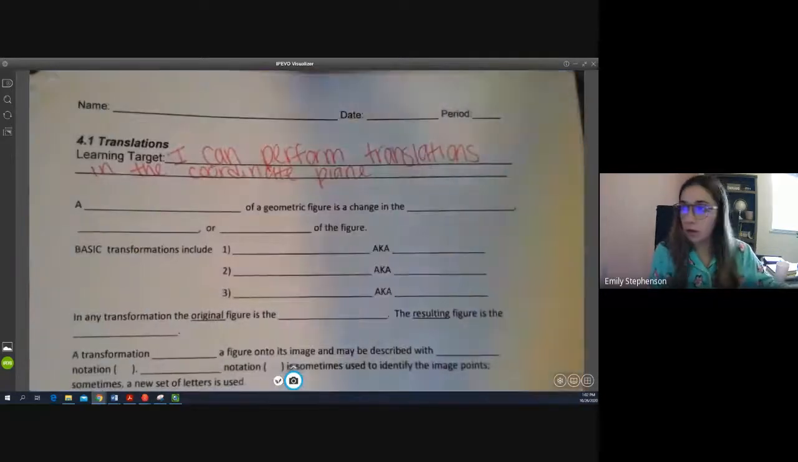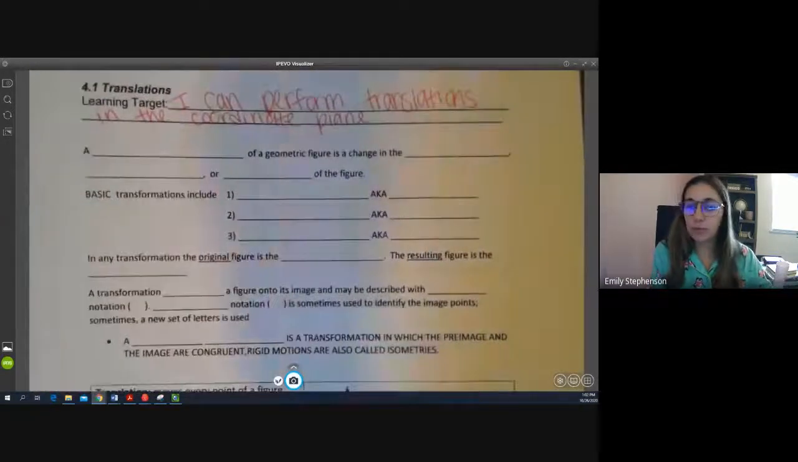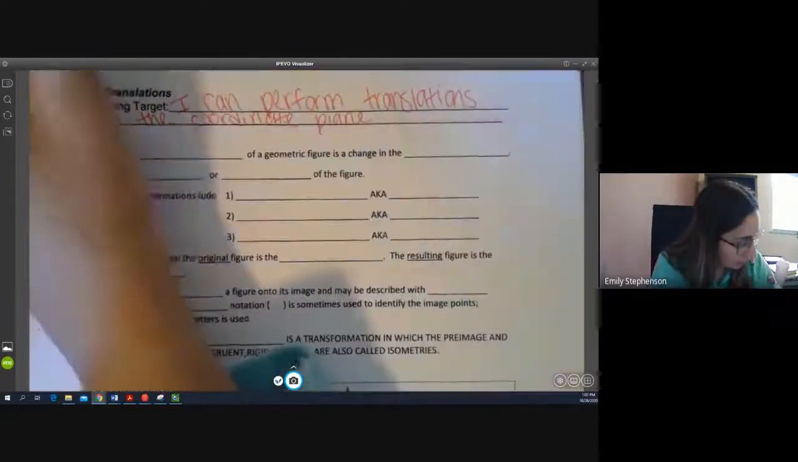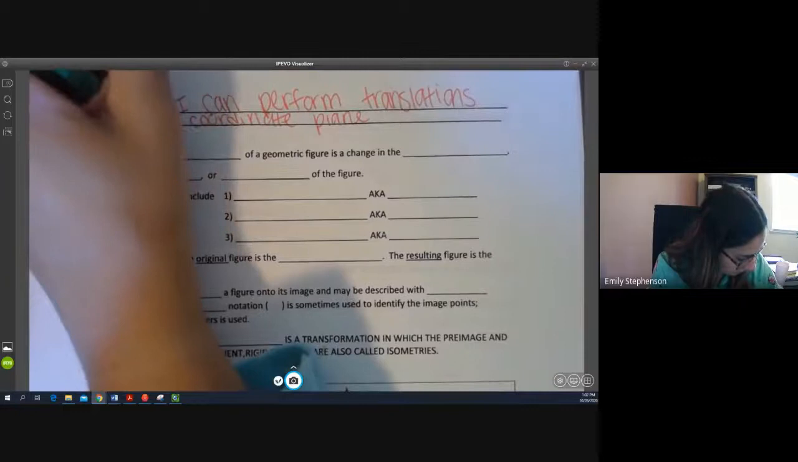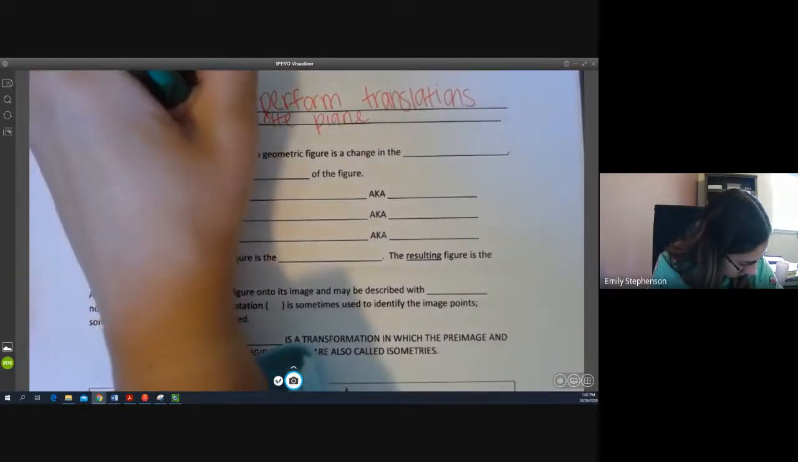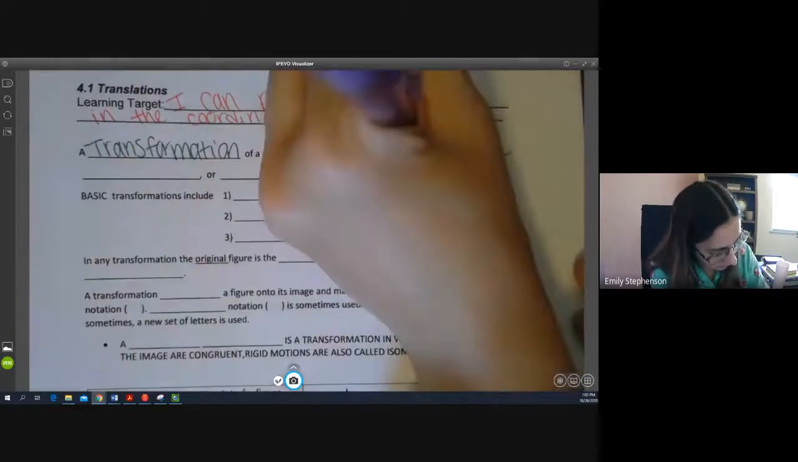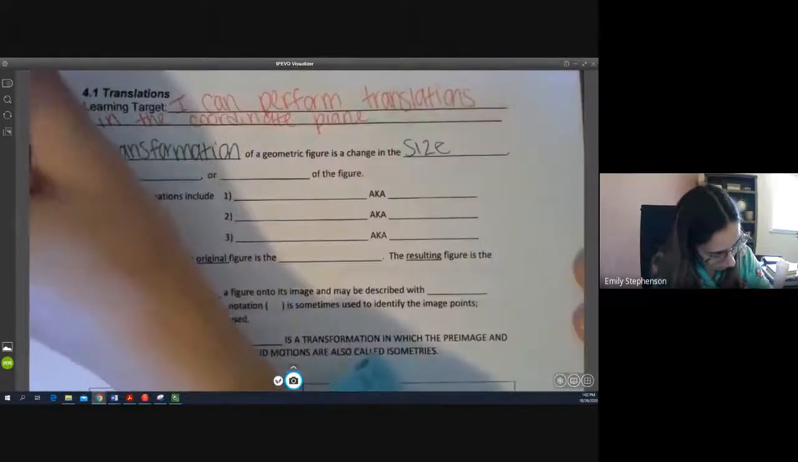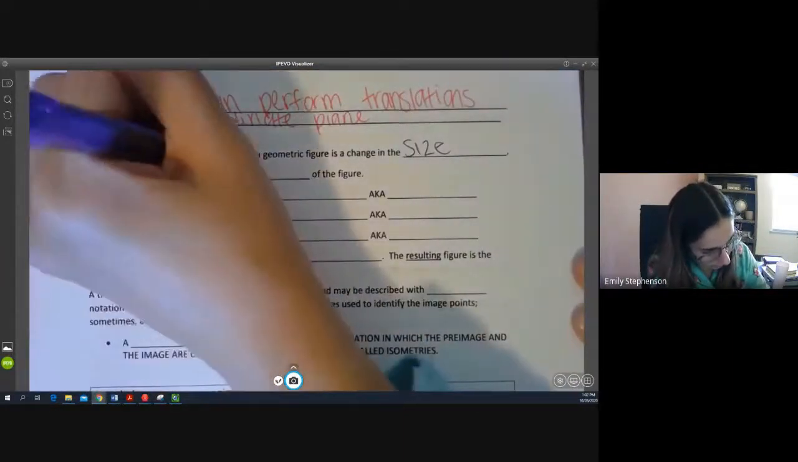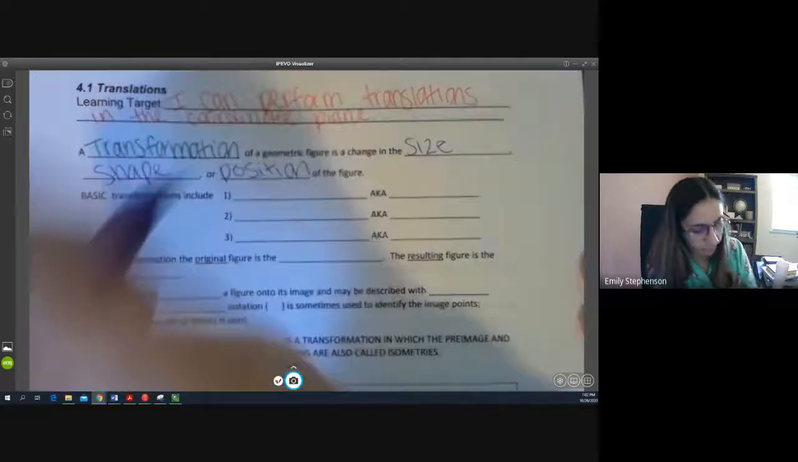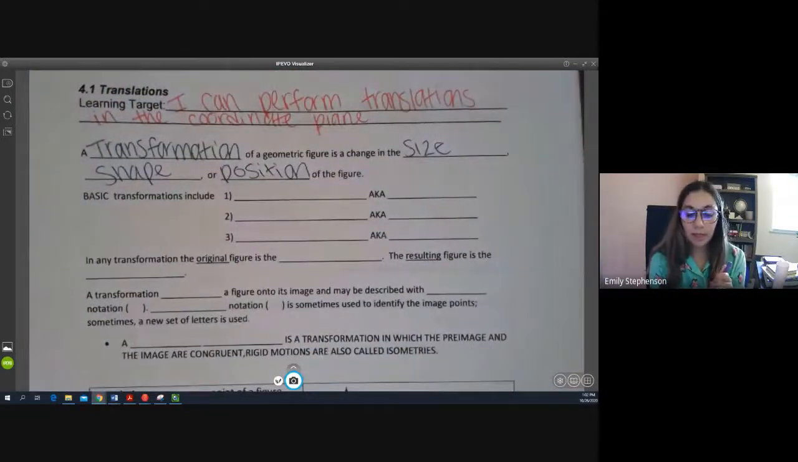Okay, so translations are one of the 4 basic transformations that we're going to look at this week. A transformation of a geometric figure is a change in the size, shape, or position of the figure. So you practiced looking at a couple different transformations on Friday in those Desmos activities. So it's a change in the size, shape, or the position of your figure.